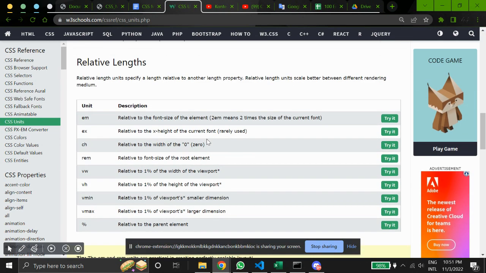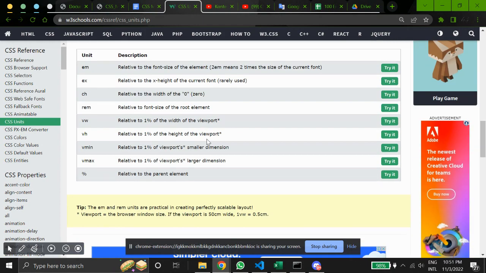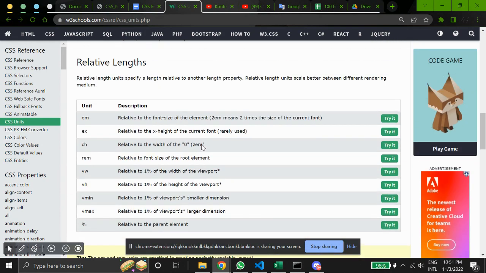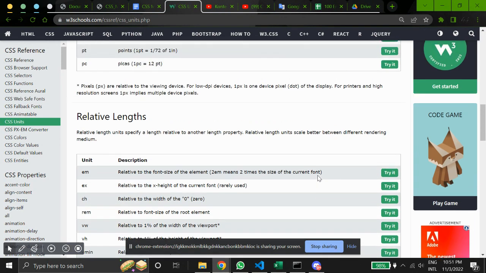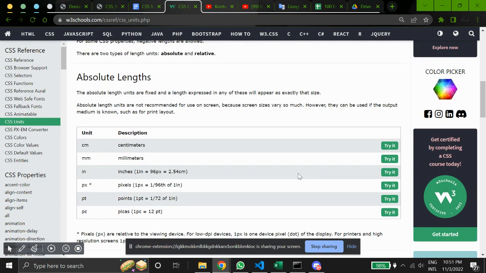Okay, I think that's all about the relative units in CSS. Next, we are going to discuss the absolute units.